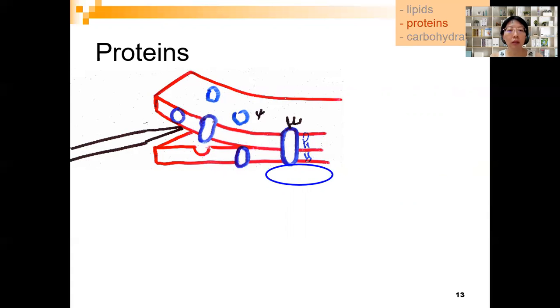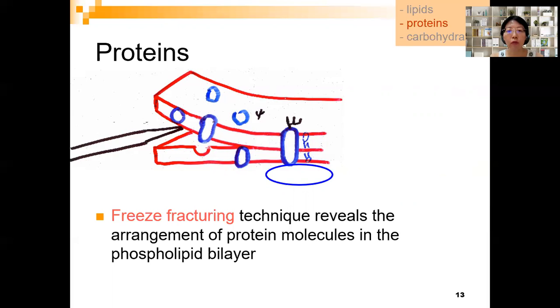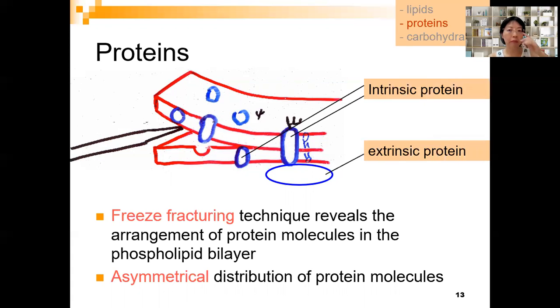Sometimes the lower layer has it, and the upper layer doesn't. Sometimes the upper and lower both have it. So this shows the distribution of protein is not symmetrical between the upper and lower layer. This technique is called the freeze fracturing technique. You freeze the membrane and you break the membrane, so fracture. It reveals the arrangement of protein molecules in the phospholipid bilayer. So it is asymmetrical.